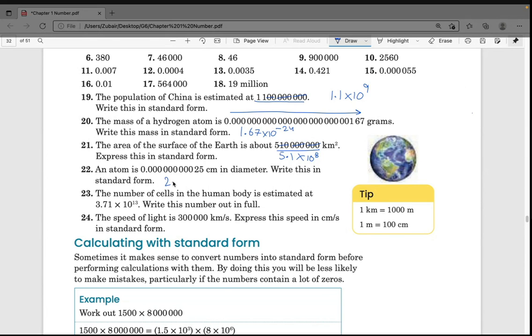22. 2.5 into 10 is to the power what? 2.5 into 10 is to the power minus 10. Very good, minus 10. Let's try this.